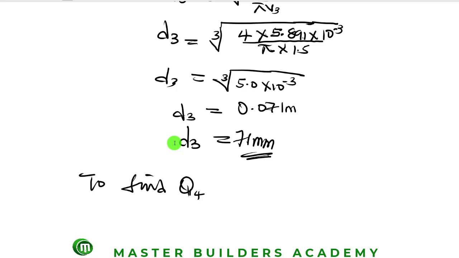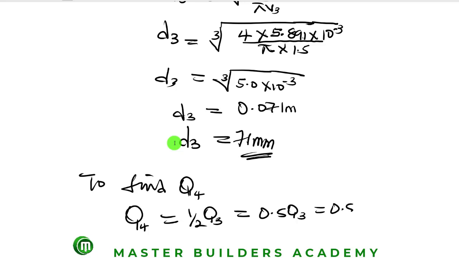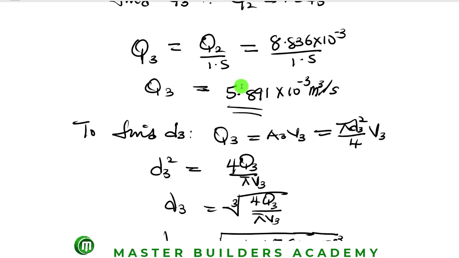Q4. Now recall that Q4 is equal to 1/2 Q3, which we also expressed earlier as 0.5 Q3. So this will give us 0.5 multiplied by what is our Q3? When we calculated for Q3, we had Q3 as 5.891 multiplied by 10 raised to the power of negative 3. I hope you can see this very clearly. So by the time you check up here, you see that this is Q3. So that's the value we just substituted there.